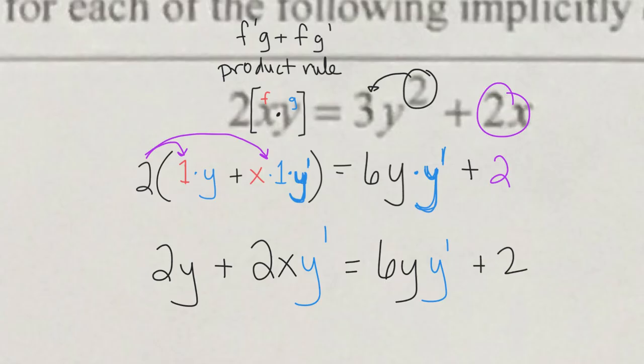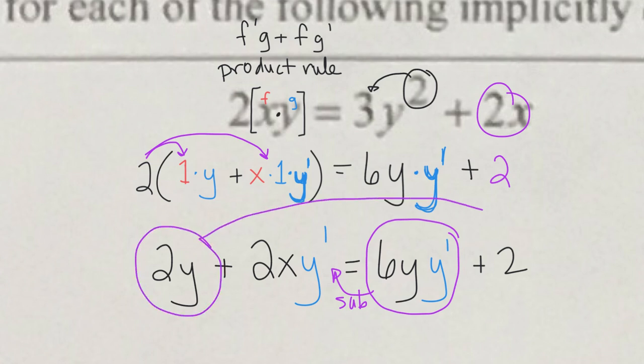So we're going to move our y primes. We're going to take this 6y y prime, and we're going to subtract it over to the left side. Likewise, I'm going to take my 2y, and I'm also going to subtract it to the other side. So we want to get the y prime things on the same side, and everything else on the opposite side. This is the implicit algebra. So we have 2 minus 2y.